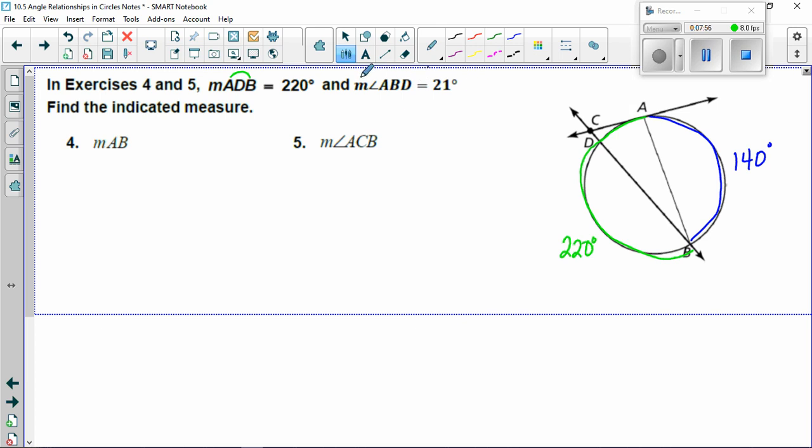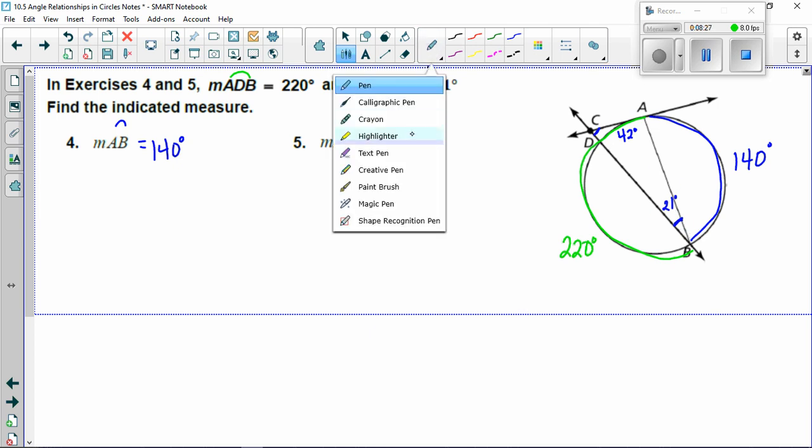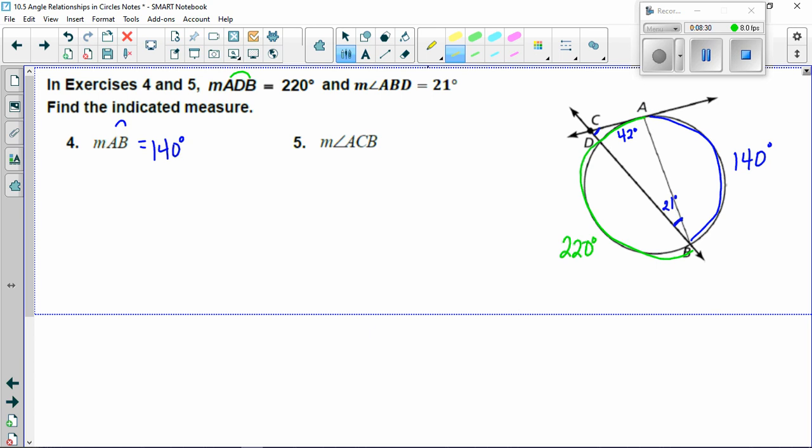And then they tell us that the measure of angle ABD, so this angle here, is 21, which means this arc is 42. So the measure of arc AB, which we already figured out, is 140. And then the measure of angle ACB, so A to C to B. So let me highlight that.